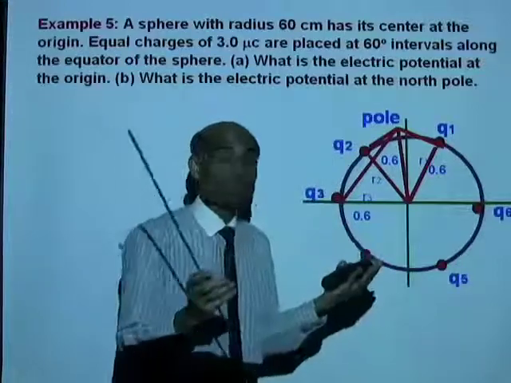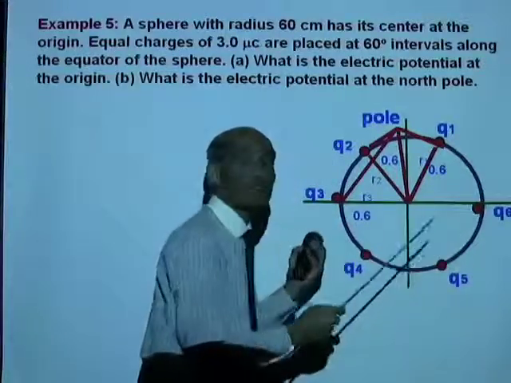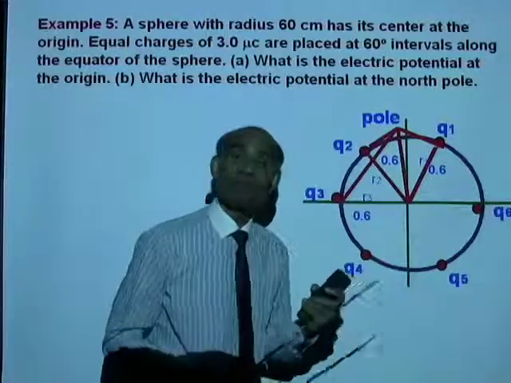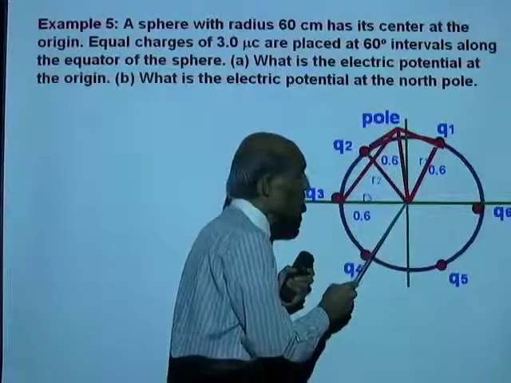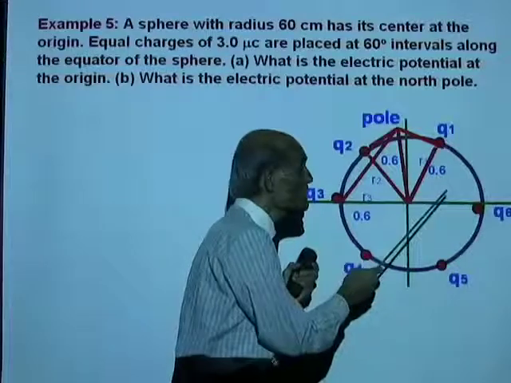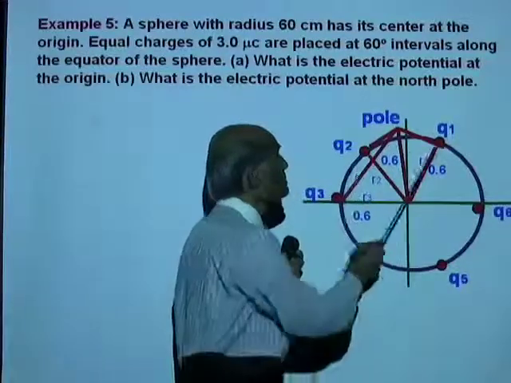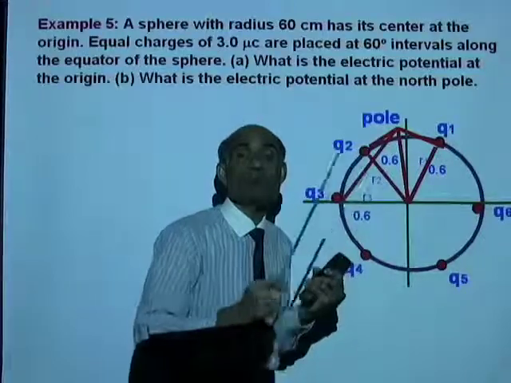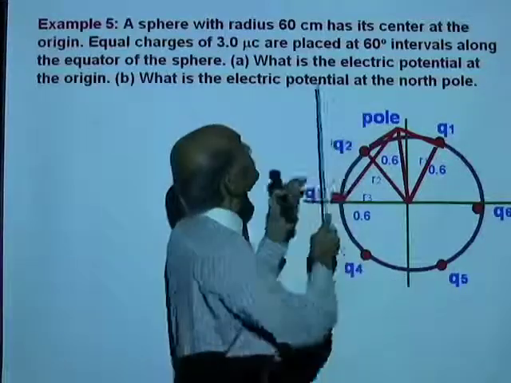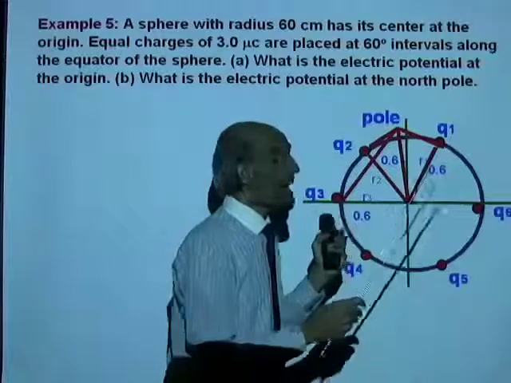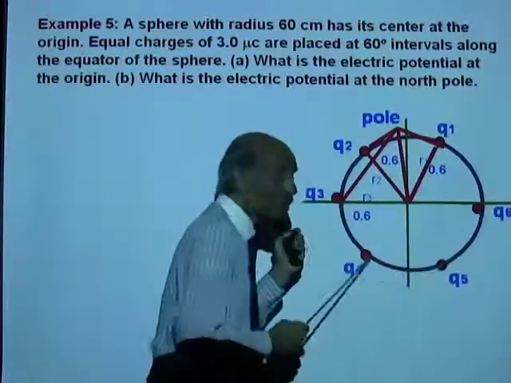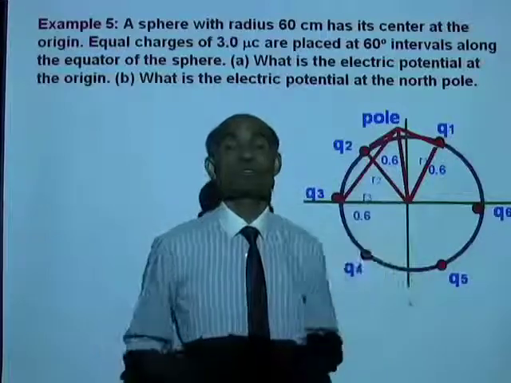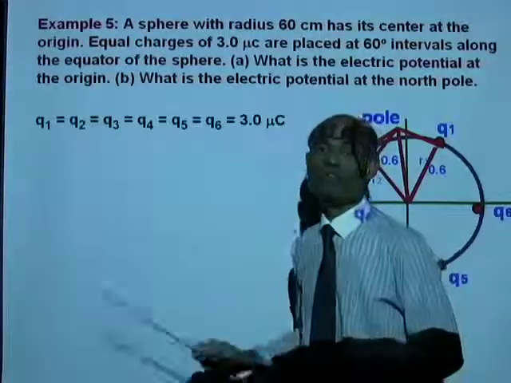So we know the distances of all the charges. We know all the charges. So all we need to do is find the potential at the center due to one charge, Q1, which will be kQ over R, R equal to 0.6, and then multiply that by 6. Is that right? Because each of them will contribute the same potential at the origin.